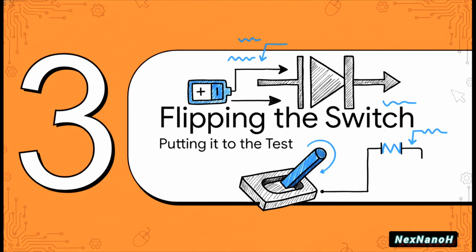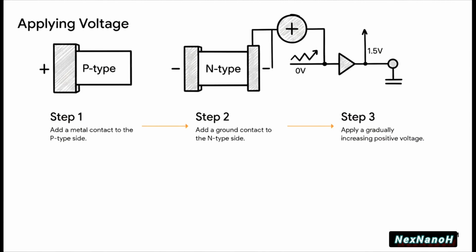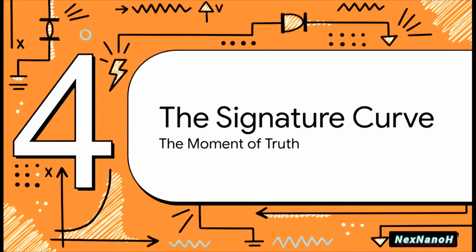Okay, so our diode exists, it has its barrier, but the big question is, does it actually work? Time to flip the switch and put our virtual creation to the test. Here's how we test it in the simulation. First, we add a metal contact to the positive P side. Then we add a ground to the negative N side. And then we just tell the software to slowly apply a positive voltage, ramping it up from 0 all the way to 1.5 volts.